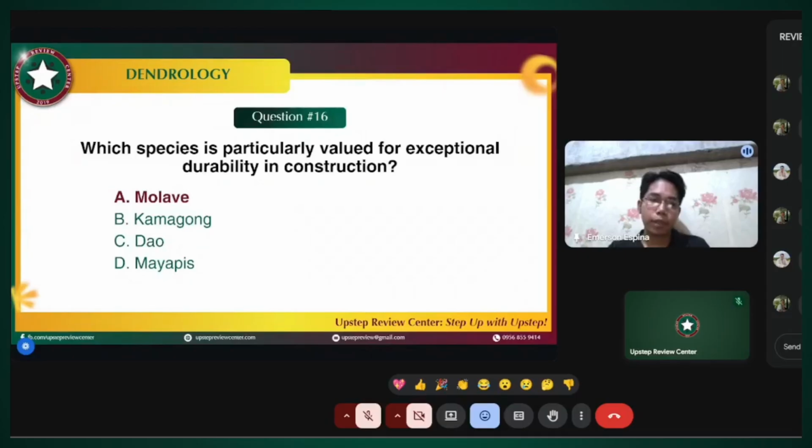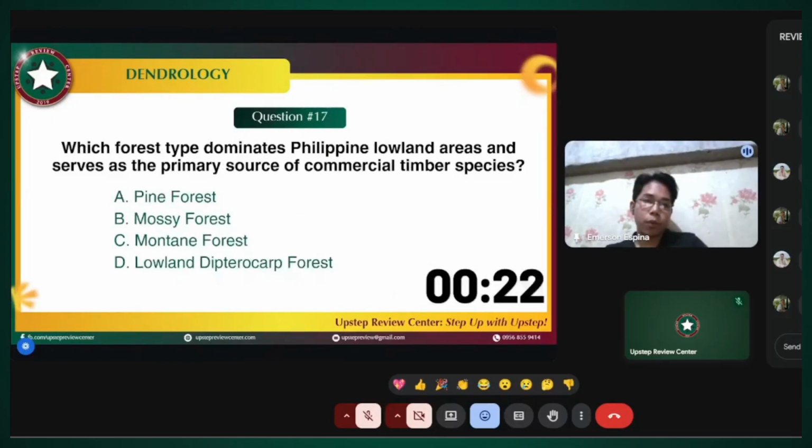So for the next part, the last four questions that we have here, let us see how strong your foundations are already. This final set of questions focuses now on the concepts that many students overlook. So let's move forward right away. Question number 17. Which forest type dominates Philippine lowland areas and serves as the primary source of commercial timber species?